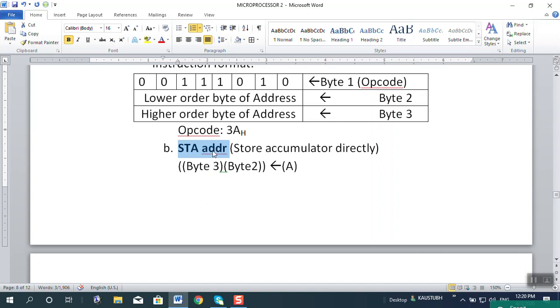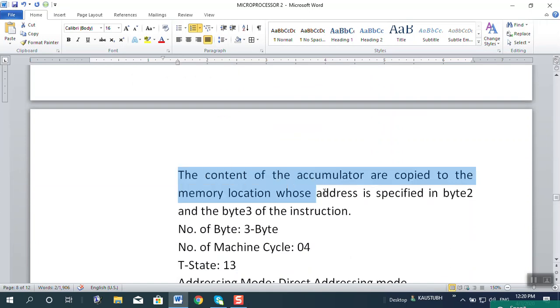Store the content of the accumulator into the specified address directly. So this is also a 3-byte instruction. The opcode is for STA, and the address is 16-bit. This is byte 2 and byte 3 of the instruction. Byte 3 and byte 2 of the instruction represent the memory address, and the outer bracket means the content of the memory address. So the content of the accumulator is copied to the memory location whose address is specified by byte 2 and byte 3 of the instruction.